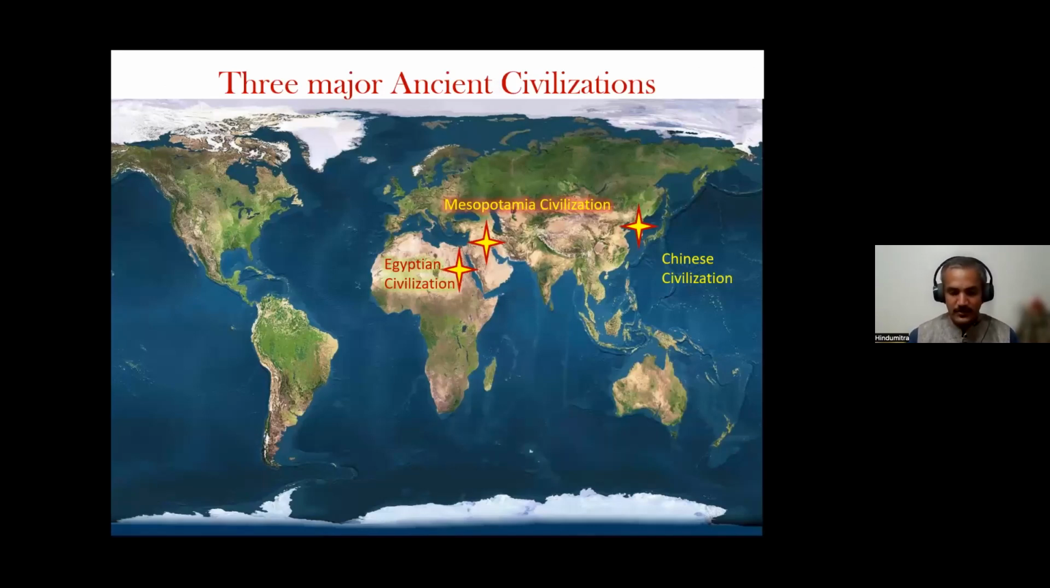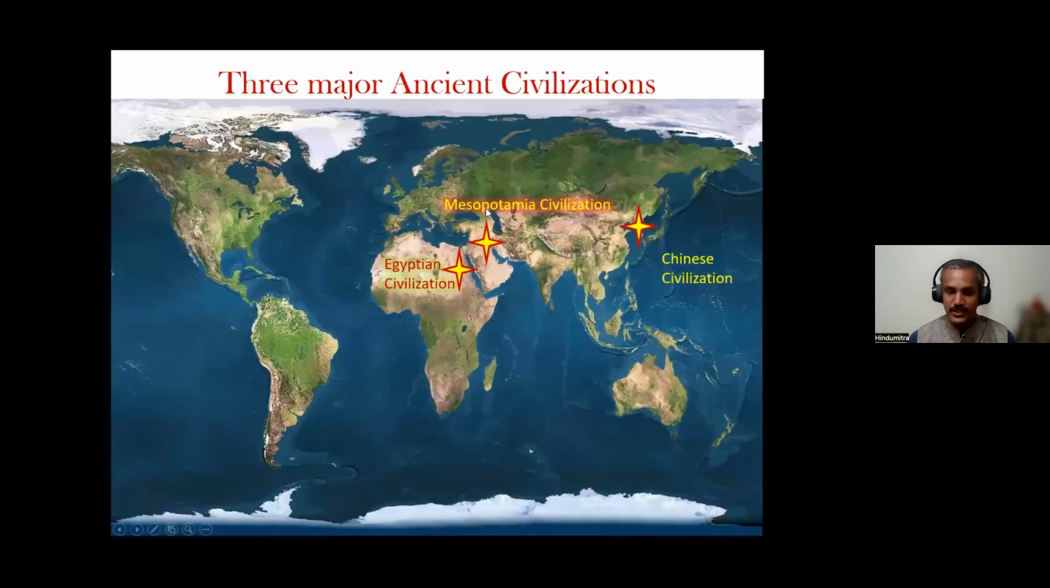Till the beginning of the 19th century, Western academia and Western historians were obsessed with 3 civilizations. One is Egyptian civilization, because of the looting of treasures and finding the bounty there from the pyramids. Second is Mesopotamian civilization, because of the affinity and the references they found to biblical evidence and other stories in Mesopotamia. And the third is Chinese civilization.